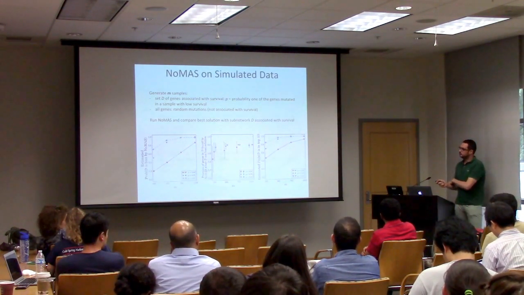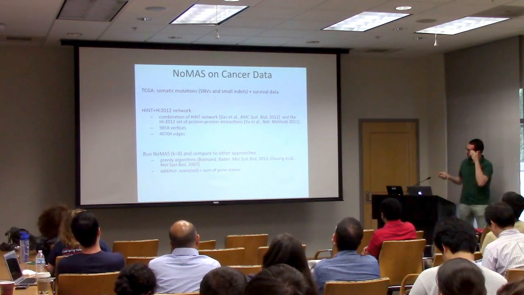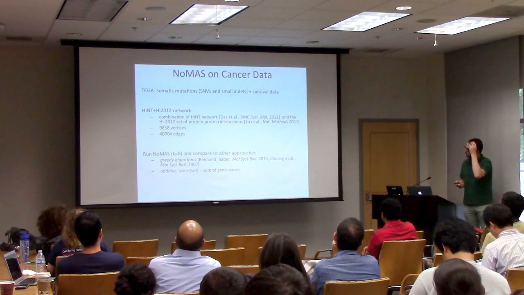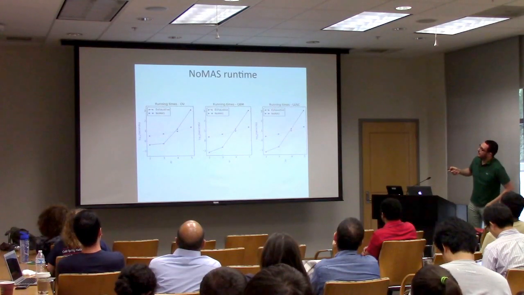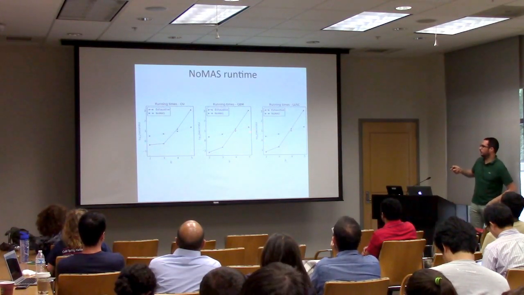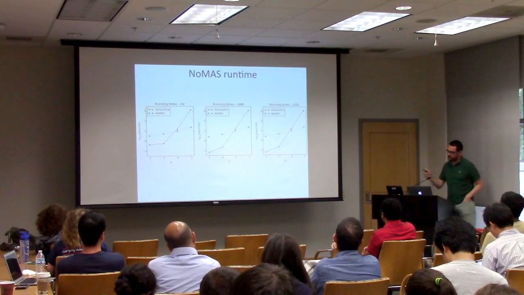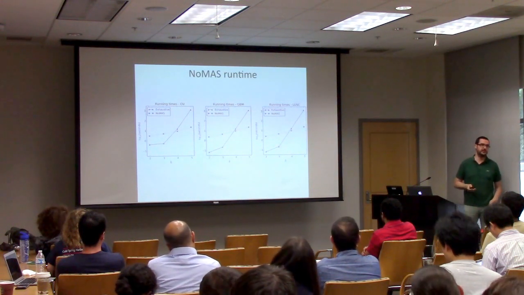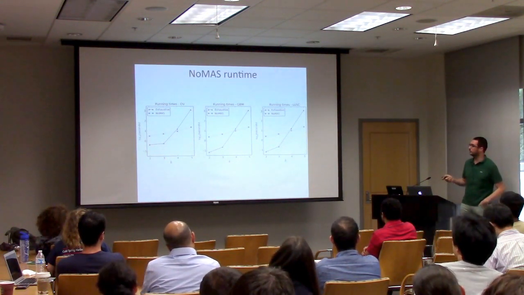Okay. And then we ran it on some cancer data. I'm going to show you first the runtime. So our NOMAS is faster than the exhaustive algorithm, and luckily that is the case. Otherwise, there was no point in everything we've done.